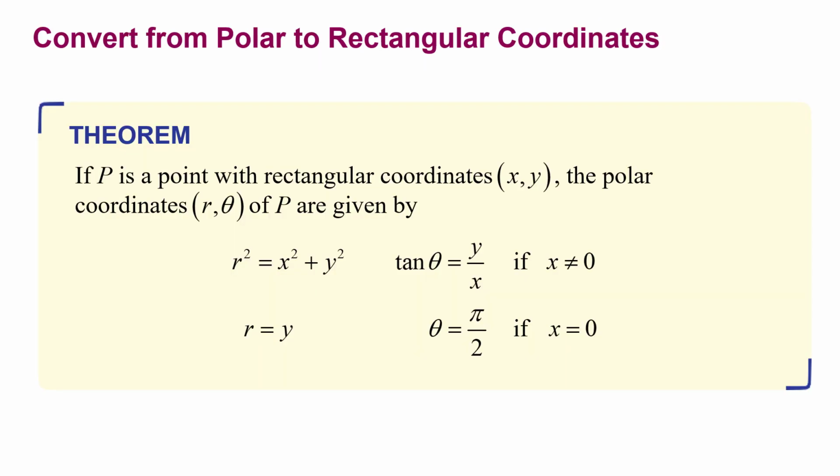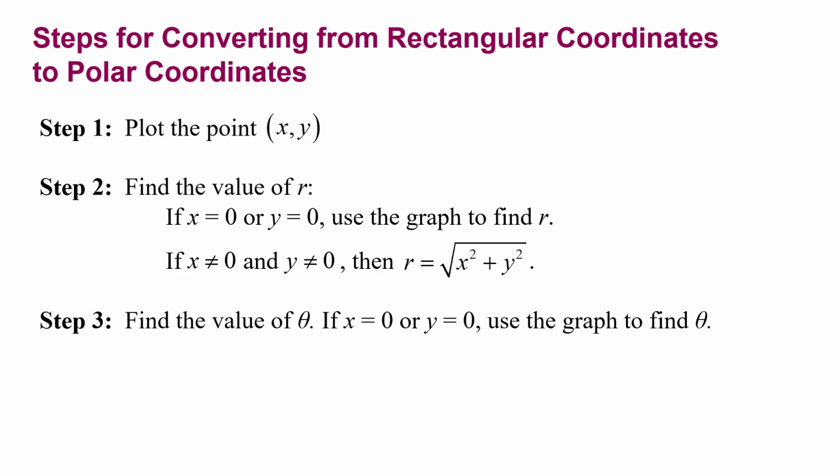Now in summary, the following theorem states, if P is a point with rectangular coordinates x, comma, y, the polar coordinates r, comma, theta of point P are given by r squared equals x squared plus y squared, and tangent theta equals y over x if x is non-zero. And the coordinates are given by r equals y and theta equals pi over 2 if x is equal to 0. Well, let's go ahead and summarize the steps that we followed in the examples.